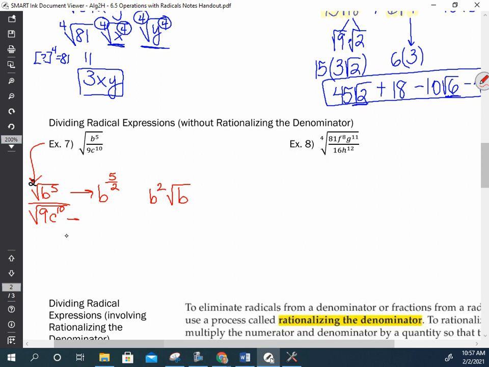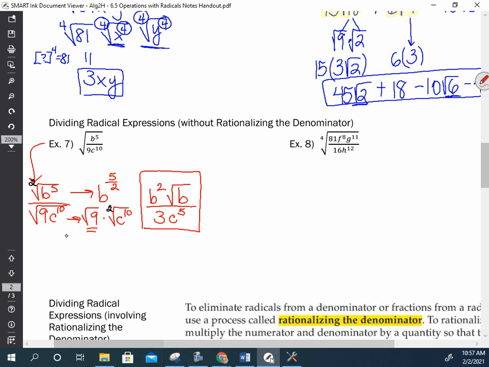Denominator works the same way. Square root of 9 times square root of c to the 10th. Square root of 9 is 3. C to the 10th, remember there's a 2 out in front. 2 goes into 10, 5 times. So of course you check the problem, make sure there isn't anything that can be simplified. And that's that.